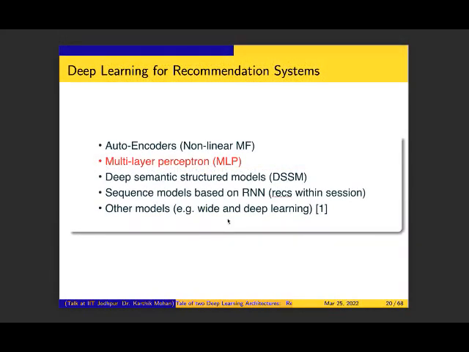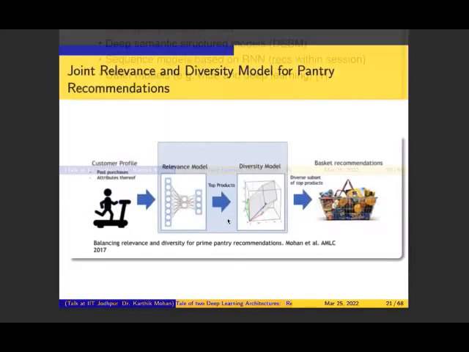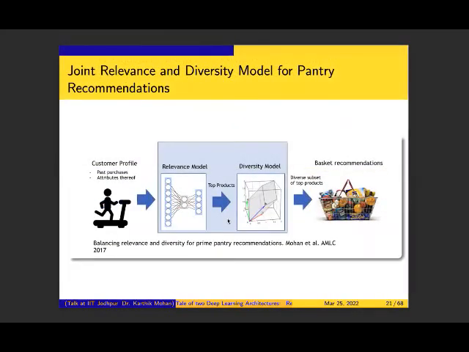In my past work, I used multi-layer perceptron for recommendations. I did a broad overview of deep learning and recommendations so that we all have some context. Now I'll talk about the model that we actually deployed for the business problem. The model was a joint relevance and diversity model.